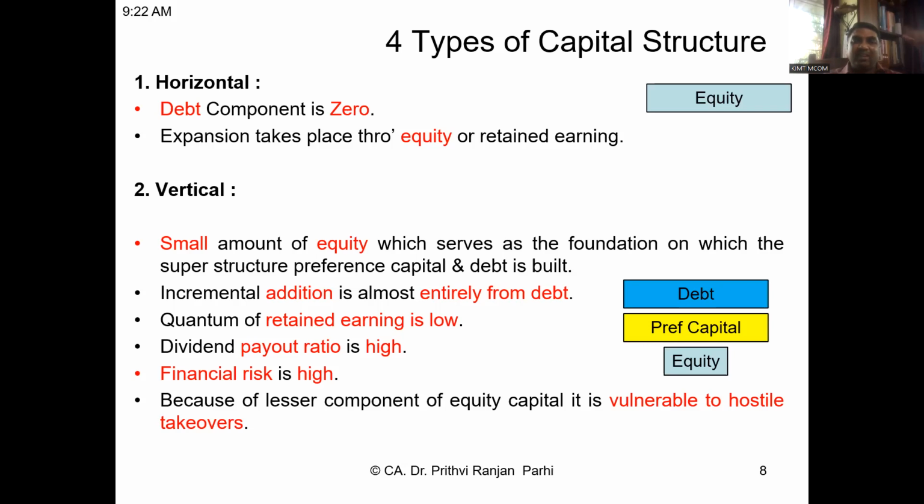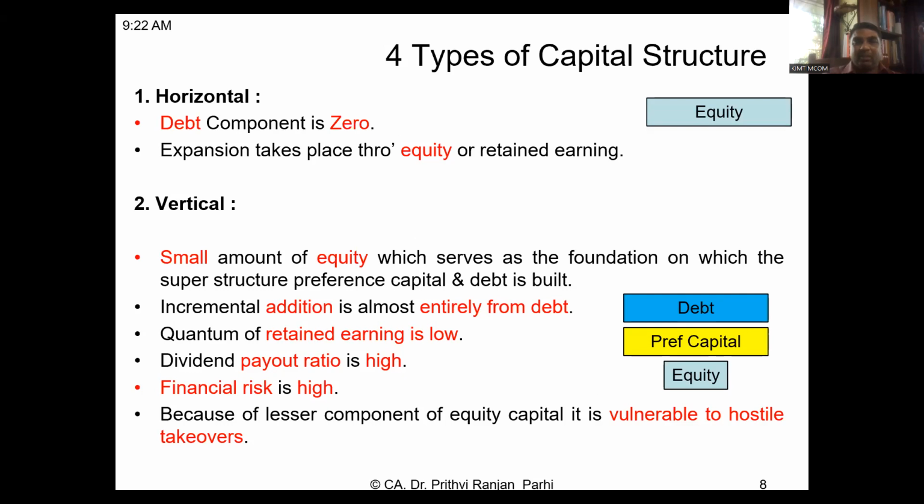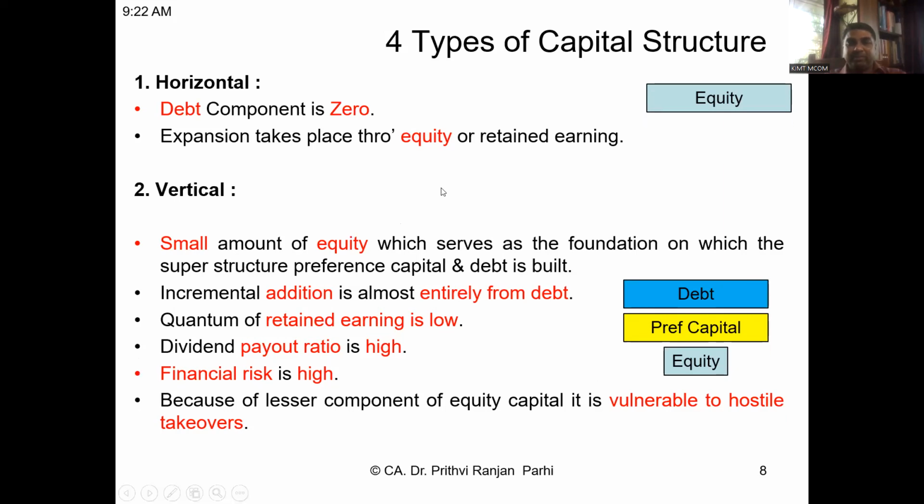A vertical capital structure, on the other hand, represents a situation where you can find a small amount of equity which serves as the foundation on which the super structure of preference capital or debt is built. You can look at the picture. At the foundation, you can find a small amount of equity. On the top of it, preferred capital. On the top of it, debt capital. So incremental addition is almost entirely debt.